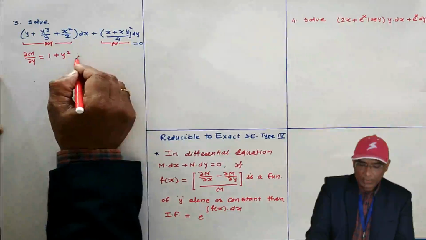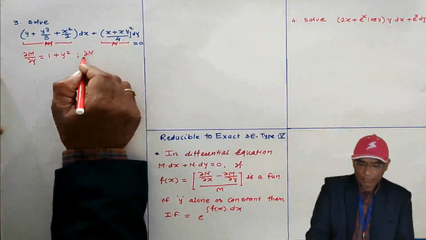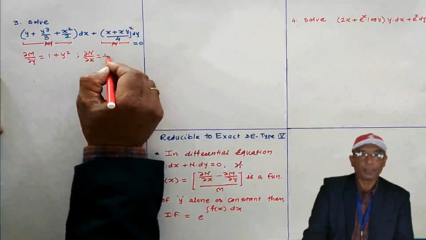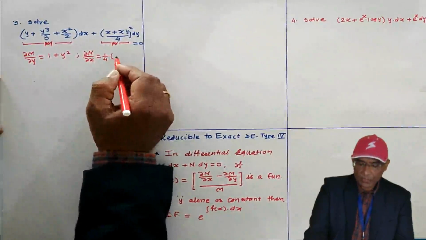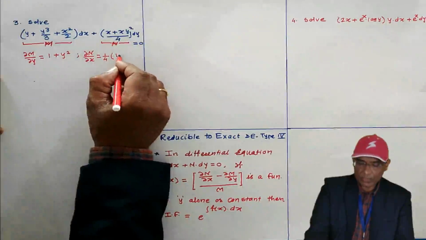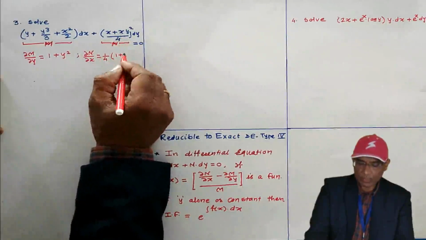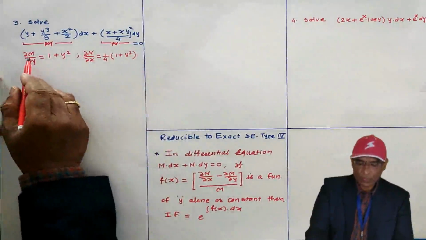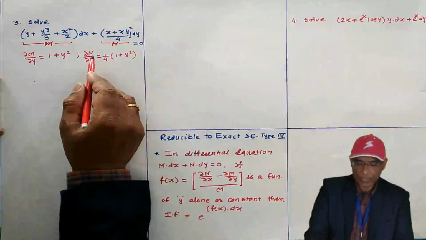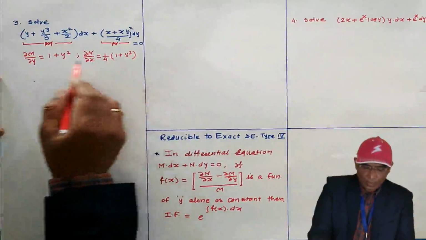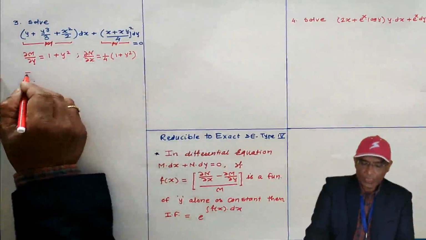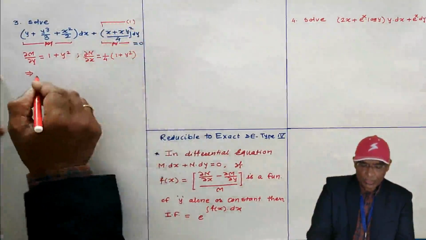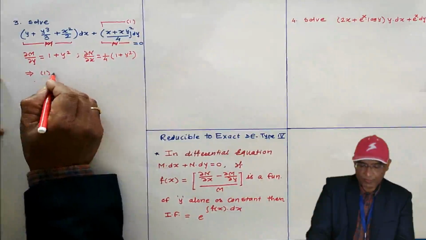Del n by del x: I am writing the derivative of n with respect to x. 1 by 4 is a multiplicative constant, the derivative of x with respect to x is 1, and y square is a multiplicative constant. So del m by del y is 1 plus y square, and del n by del x is 1 by 4 times (1 plus y square). These two are not the same. Therefore, equation 1 is not an exact differential equation.